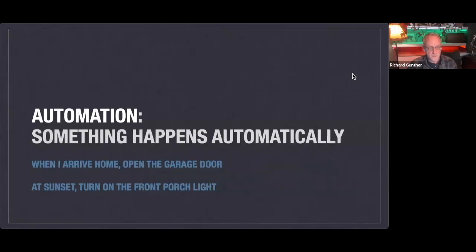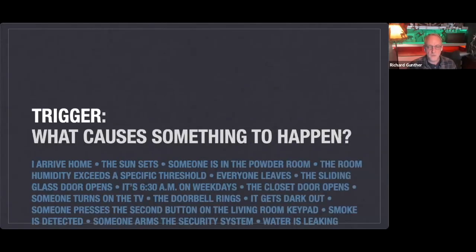And then an automation is something that happens automatically. So for example, when I come home, I want the garage door to open. Based on my proximity, it'll know that I'm nearby, and it will open the garage door. How does it know that I'm nearby? It has my phone, which is on me. That's how. Or at sunset, based on some solar events or on time events, I want the front porch light to go on automatically. So these things would occur automatically. That's why they're called automations based on a trigger.